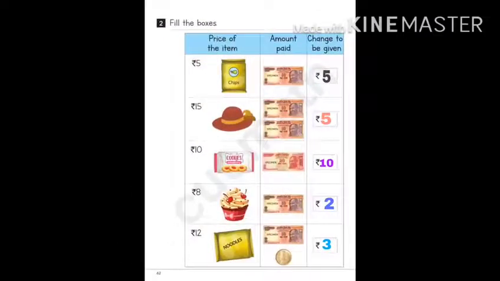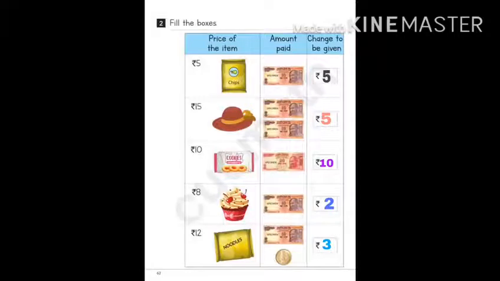Fill in the boxes. Here you can see there are some pictures given and some amounts also given. Let's see what we have to do here. The price of the item: the first is chips and the cost of chips is 5 rupees. But how much is the amount paid? 10 rupees. So how much change will be given back to us? If you give 10 rupees, how much money do you get back? Rupees 5, because chips are 5 rupees.